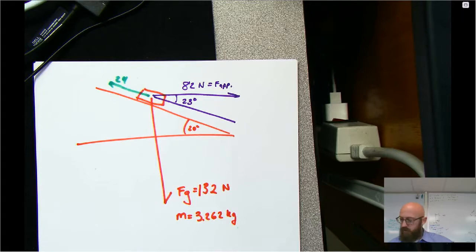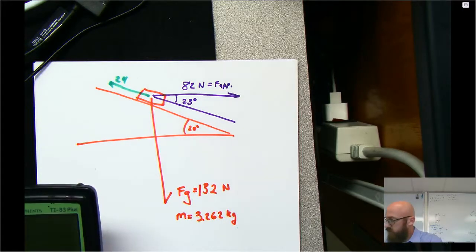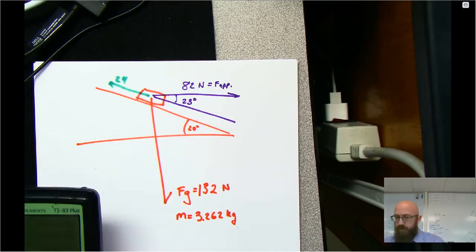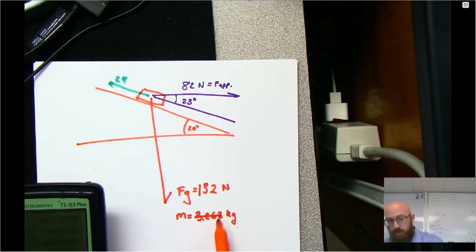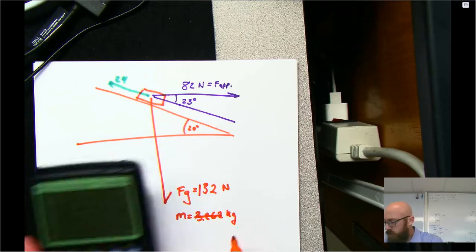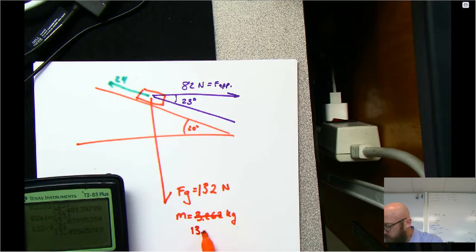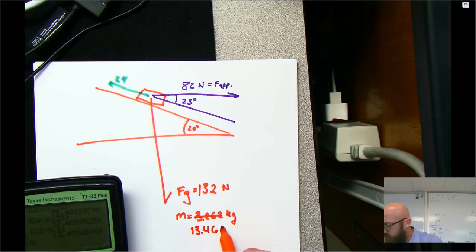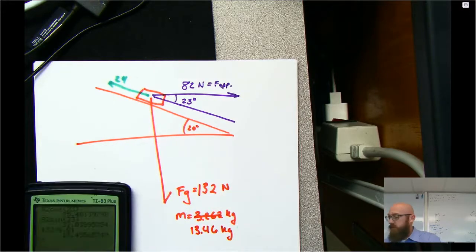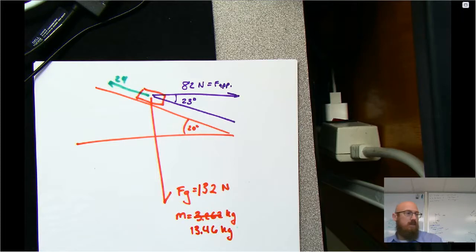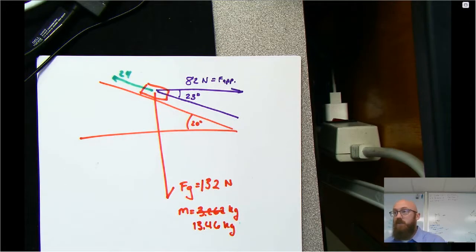132 newtons divided by 9.81 gets us a mass. Again, just the work there. It's a mass of 13.46 kilograms. Yes, so there's all of our information. Hopefully we've got this. Let's see if we encounter any more problems. All right, so what's the first step?